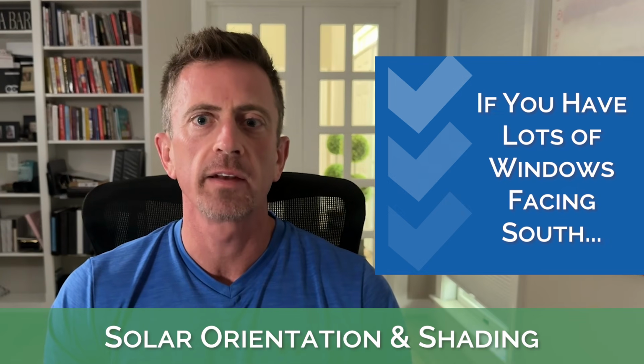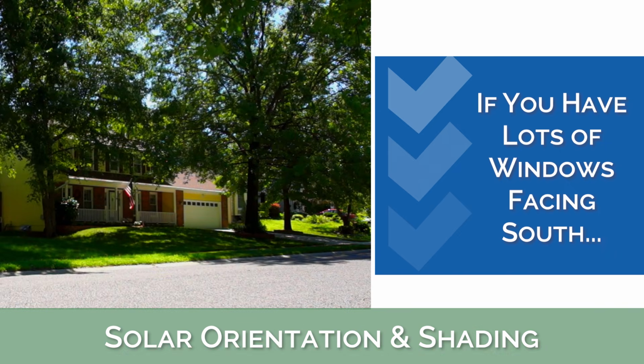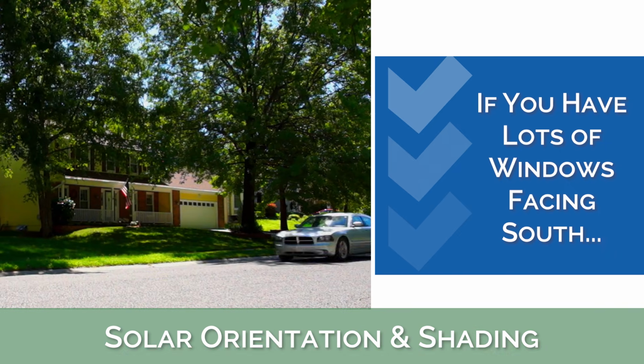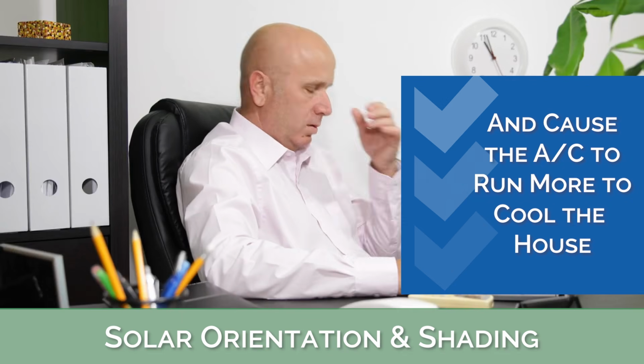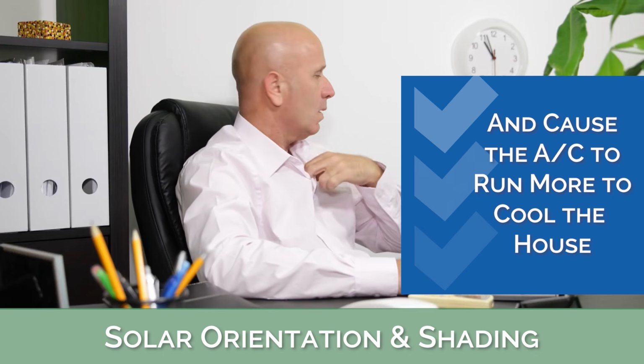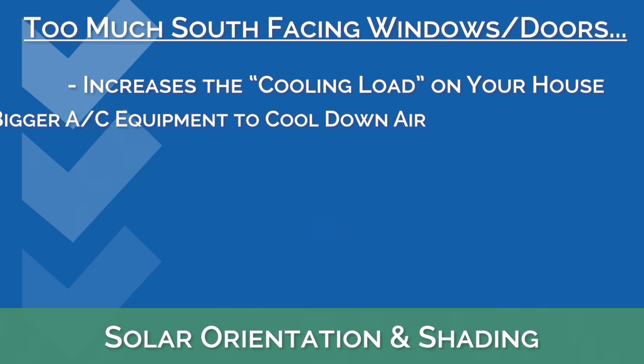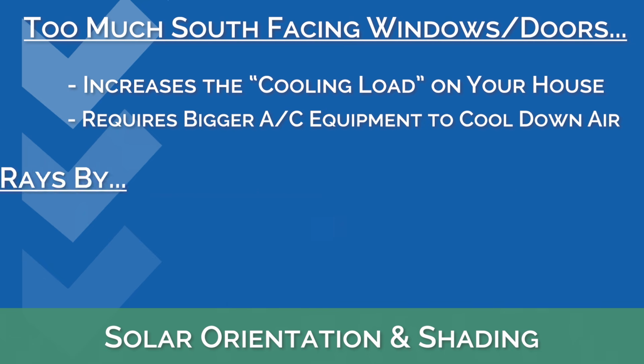If your house has a lot of windows facing south and there are no trees, roof overhangs, or buildings nearby to provide shading for the windows, then your house will get hotter than you'd like in the summertime and cause your AC system to run more to cool the house down. This also increases the cooling load on your house, which requires bigger AC equipment to cool your house down.